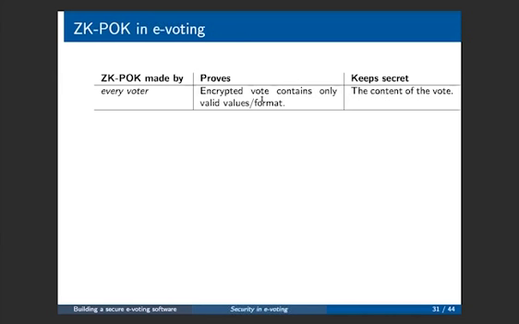Of course, it needs to be zero knowledge. Why? Because we don't want the voter to reveal what the content of the vote is. Otherwise, it wouldn't make sense to encrypt it in the first place, right?